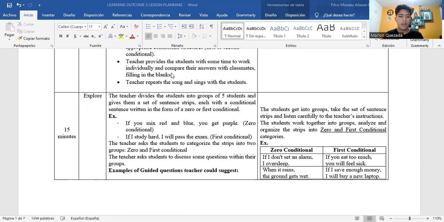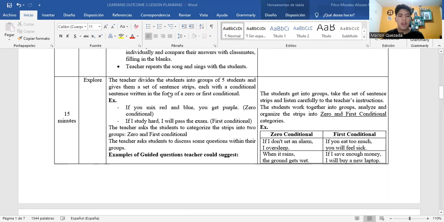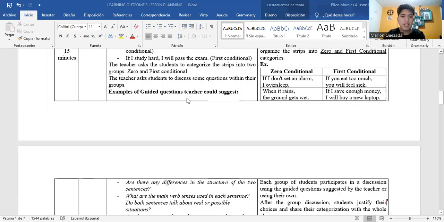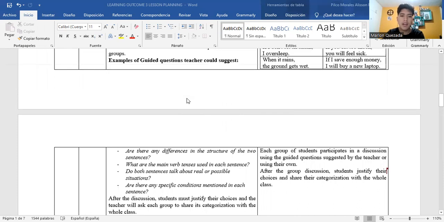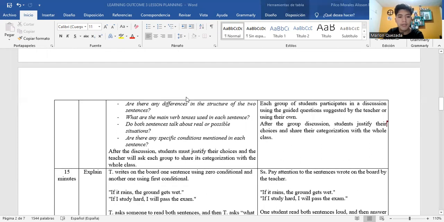We are going to group our students in a strategic way, with the more knowledgeable one helping other students to understand some verbs. And after they discuss and categorize the statements or sentences we are going to give, we will suggest a kind of guided activity in which they will ask some questions and discuss in their groups, to then justify their choices and present the categorization to the others.